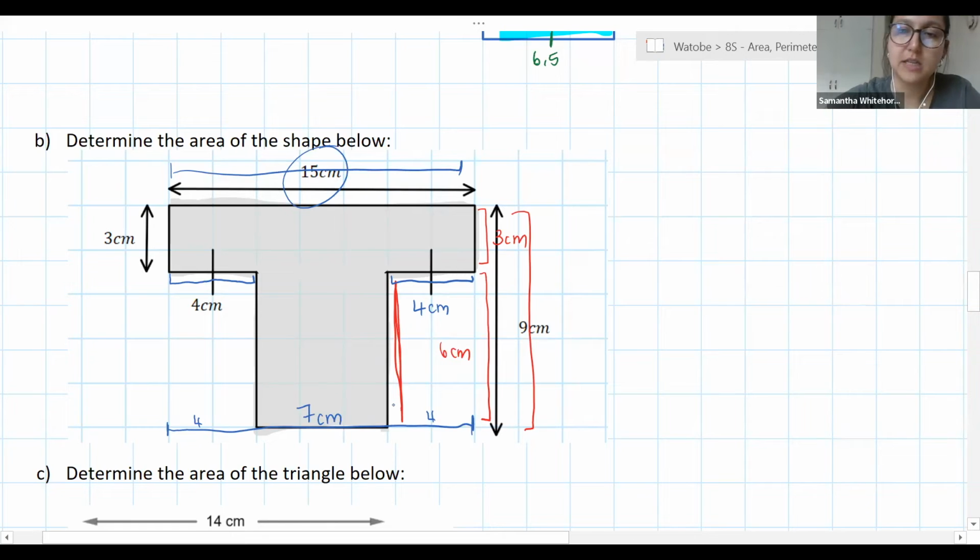So I'm going to give you guys, let's say, a minute to give this a try. My hint to you is try and break this up into shapes that you know the formulas of. So try and break it up into maybe rectangles or squares or whatever the case is. Because once you know the individual areas, you can go and add them together. Right. So give it a go.